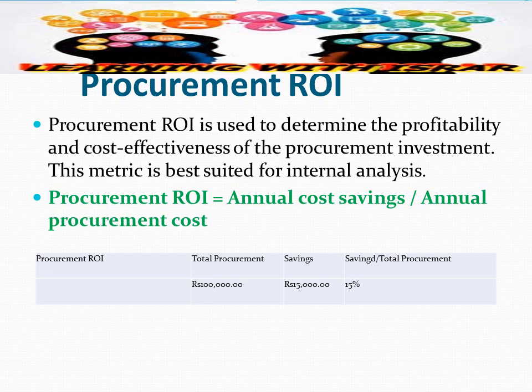This is another KPI for procurement, return on investment, which is used to determine the profitability or cost effectiveness of the procurement investment. This metric is best suited for internal analysis. So procurement return on investment is annual cost saving over annual procurement cost. So for example, if we spend 100,000 and we save 15,000, it is like 15%. We have saved 15% of the money we invested. So this is another procurement KPI.